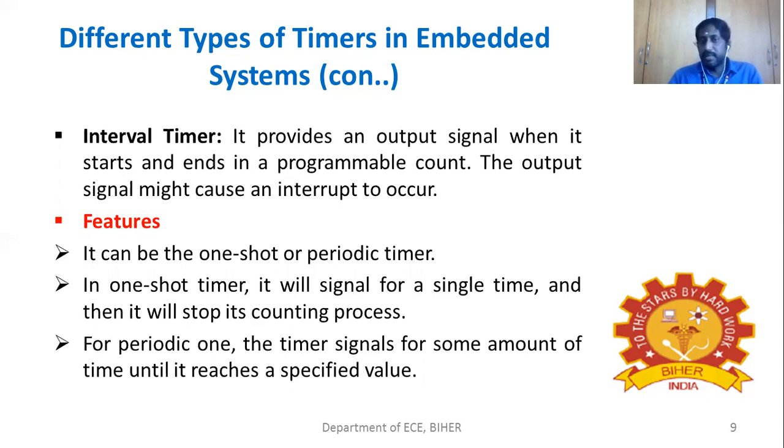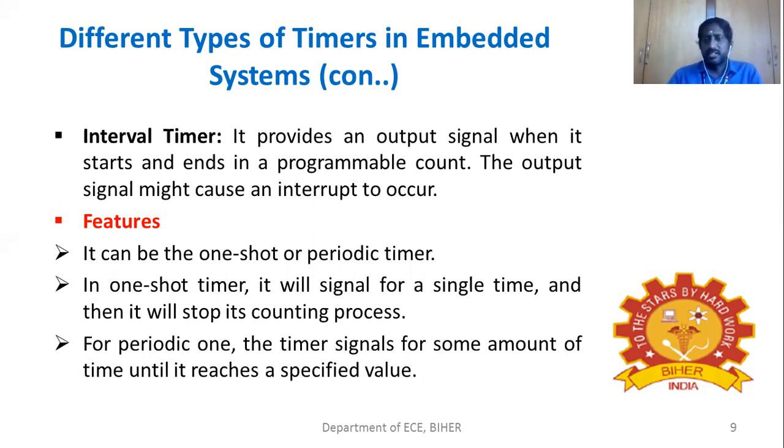In a one shot timer, it will signal a single time and then it will stop its counting process. So the signal is controlled and it signals a single time only, and its counting process will be stopped after that single signal.